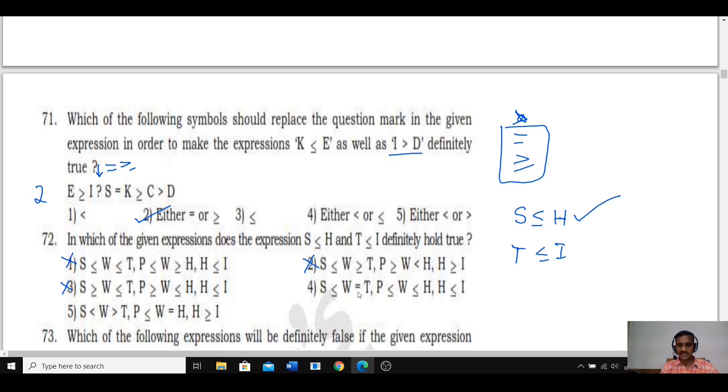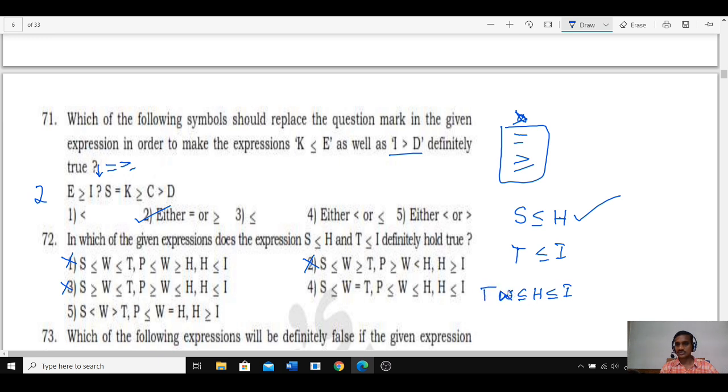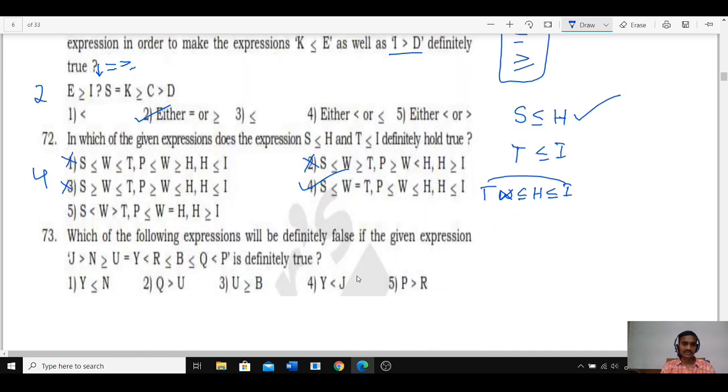Then T lesser than or equals to I ఇందులో ఉందో లేదో చూద్దాం. And T lesser than or equals to అంటే W lesser than or equals to H, H lesser than or equals to I, T equals to W, W plus to T. Hence T lesser than or equals to I is also true. Hence both the conclusions are true in the expression given in choice 4. 72 choice 4.